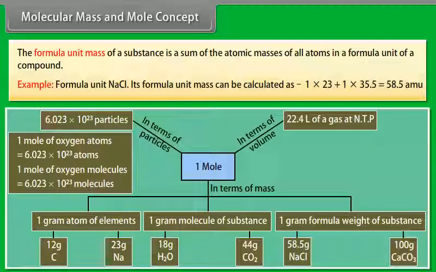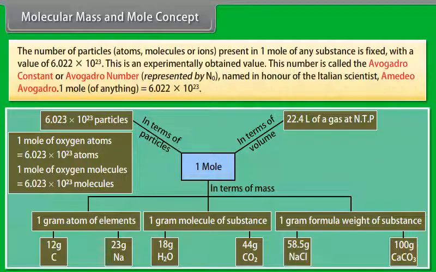58.5 units. The number of particles, atoms, molecules, or ions present in 1 mole of any substance is fixed with a value of 6.022 into 10 raised to the power 23. This is an experimentally obtained value.